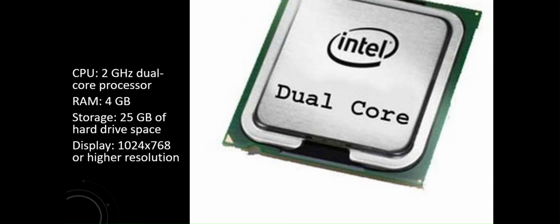Recommended specs. Now you're gonna need a two GHz dual core processor, which means it has two GHz, it has two cores and stuff. You're gonna have to have 4 gigabytes of RAM, and for storage you're gonna have to have 25 gigabytes of hard drive space. And for your display, you're going to need 1024 times 768 or higher resolution pixels. And don't worry if you have more. If anything, like I have a lot more than this on my own desktop computer. So don't worry if you have more than this.